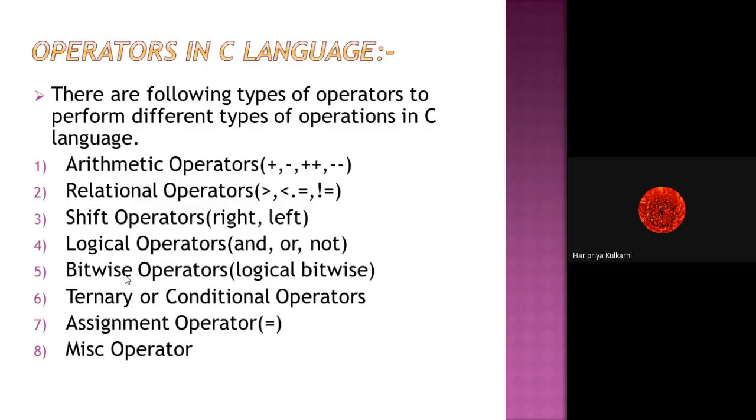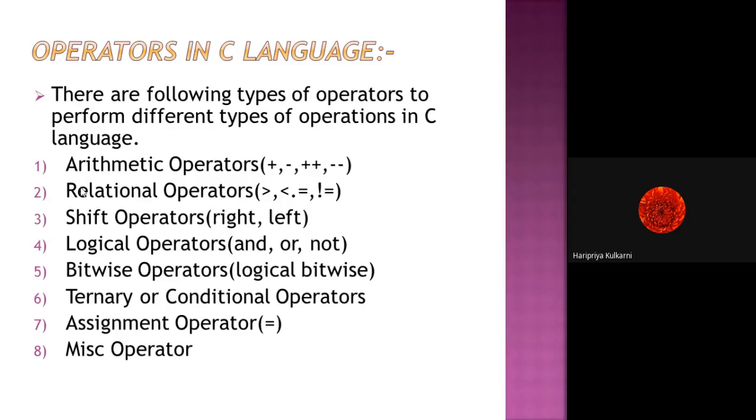Next is the logical operator. You might have studied logical gates in analog and digital electronics. We can logically AND, OR, NOT. AND means what? A and B both are present, then only output will come, right? So there is the logical AND operator, logical OR operator, and logical NOT operator. Then bitwise operators. All logical operators can be operated bitwise if we want.